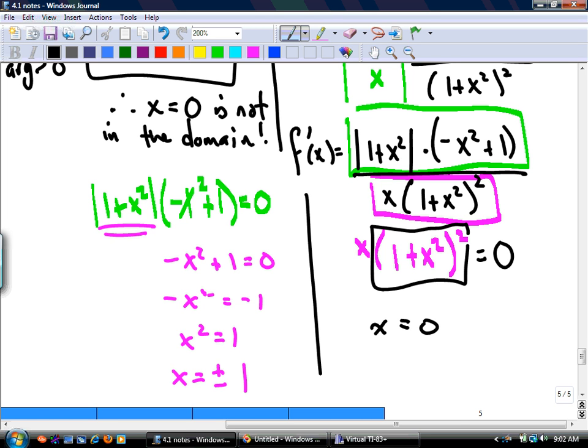Now, what do we know about x equals 0? It's not in the domain. So we found a critical point that's not in the domain, so we don't count it. It must be in the domain. So we've got our two critical points. They're right here. Those are our critical points. This one's not in the domain. And we're finished.